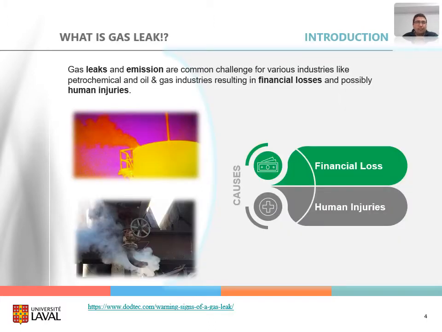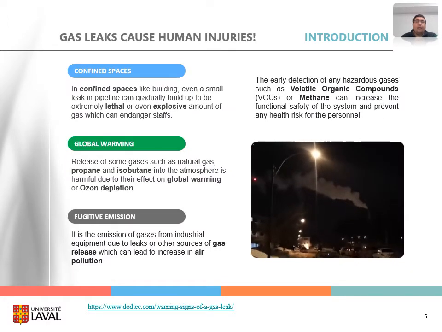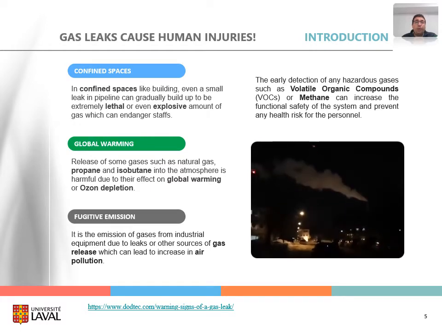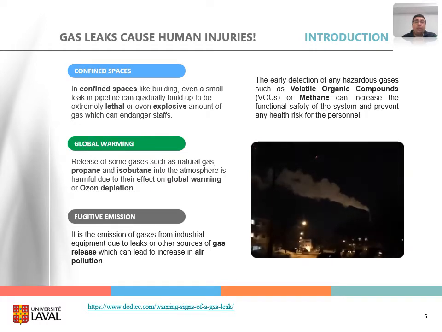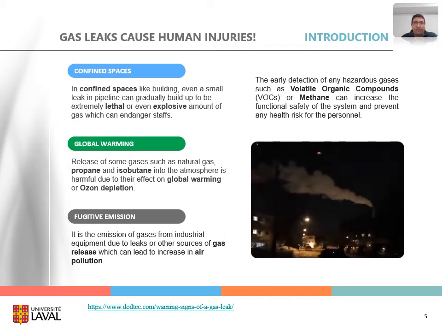What is gas leak? Gas leaks and emissions are a common challenge for various industries like petrochemical or oil and gas industries, resulting in financial losses and possibly human injuries. Gas leaks can cause human injuries. For example, in confined spaces like buildings, even a small leak in a pipeline can gradually build up to an extremely lethal or even explosive amount of gas which can endanger staff.